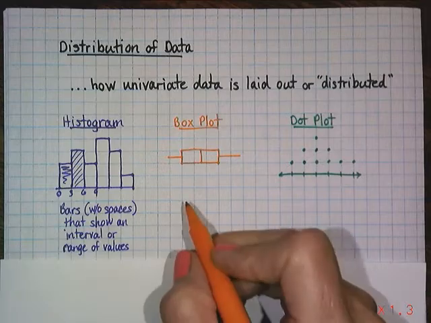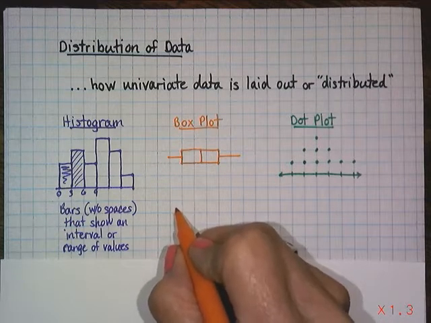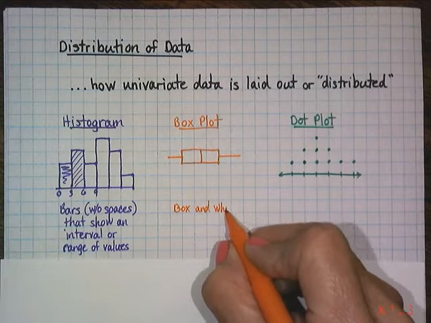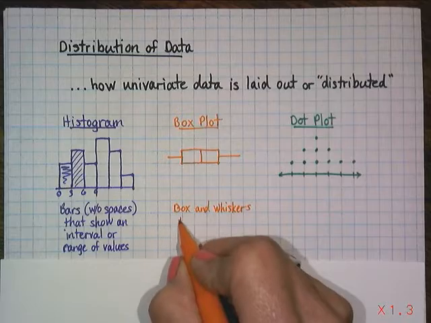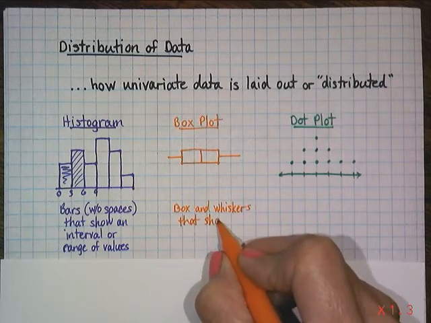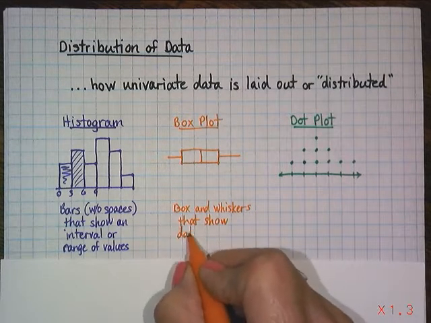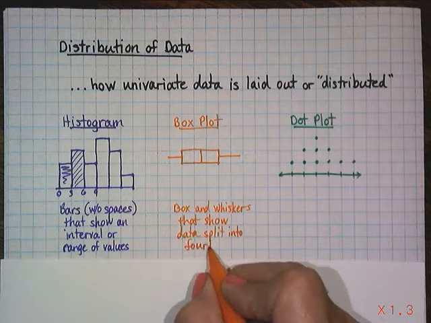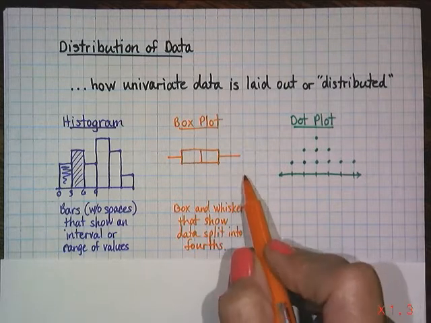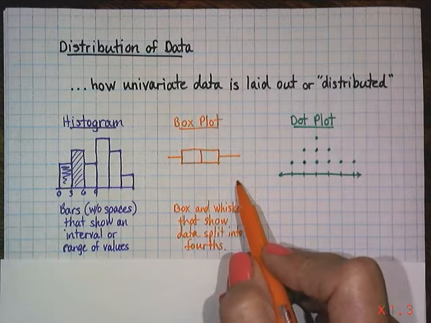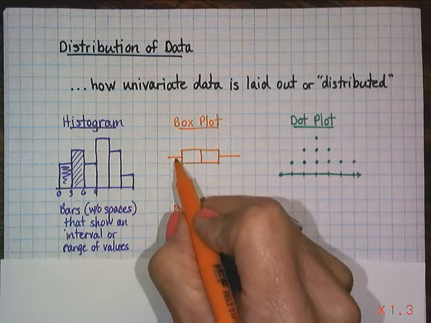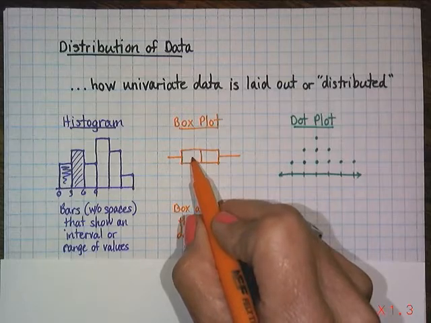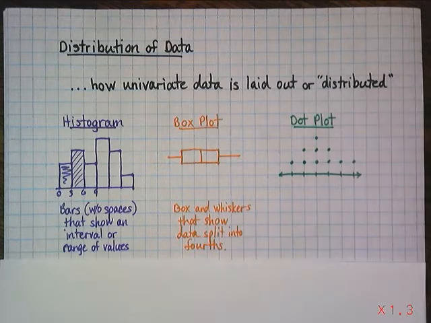A box and whisker plot, or a box plot, is a display of a box and whiskers, that's how we talk about it, that shows data split into fourths, groups of 4. For example, if we have a data set that's got 20 items in it, 20 values in it, then you're going to have 4 items in this group right here in this whisker. Let's use numbers so we can do it this way.